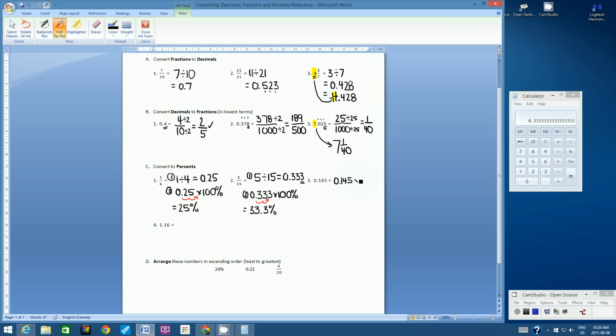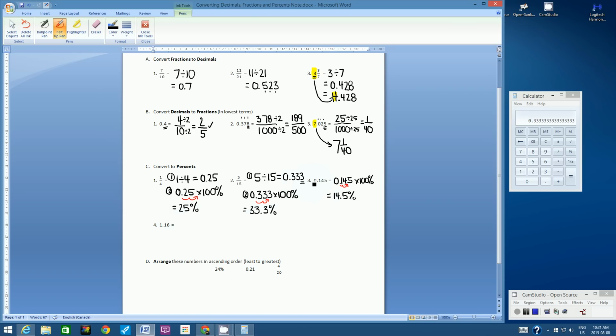0.145 times 100%. Okay, so again, let's use our little rules here. Move the decimal place 2 places to the right. And what did you get as the final answer? Hopefully you got 14.5%. Okay? So let's look at question 4 here.